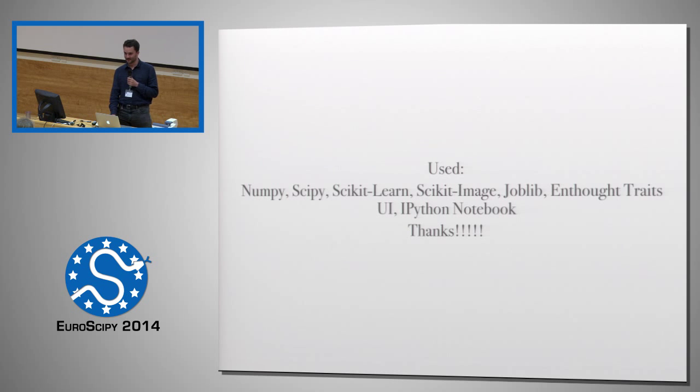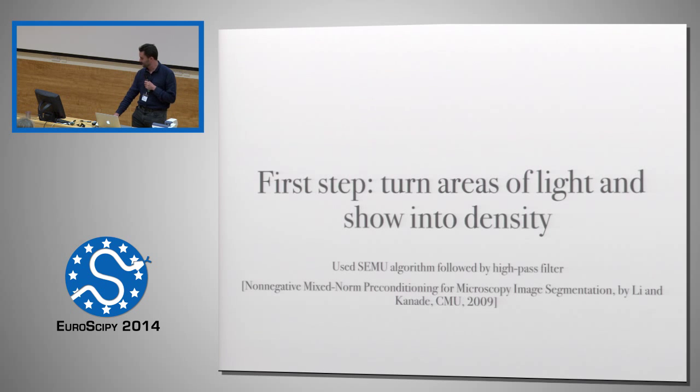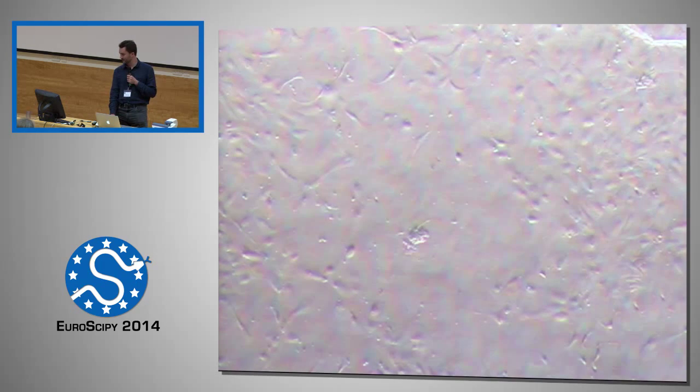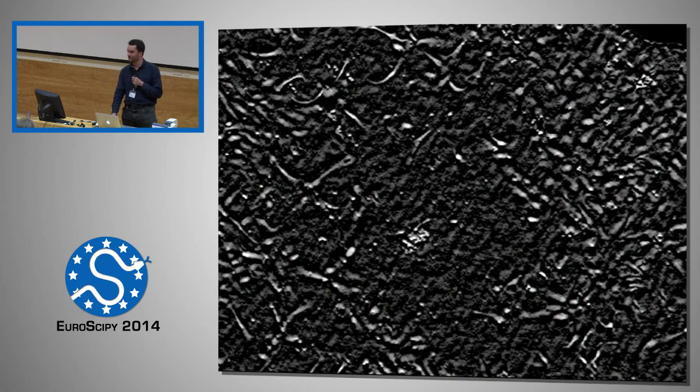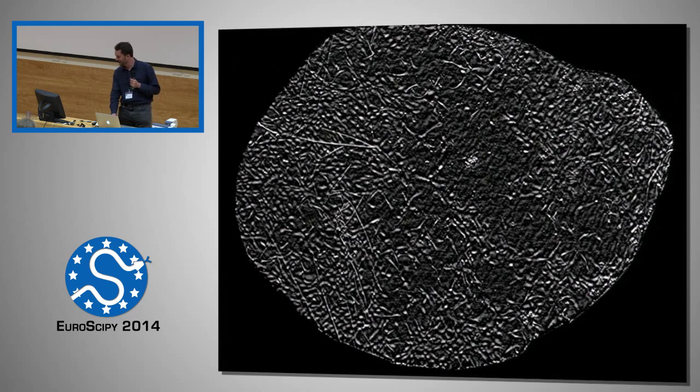I use these libraries, so to the various people who've built and contributed to these, thank you so much. The first step, you've got to turn the areas of light and shadow into density. I use the algorithm referenced below, you can ask me later. So we start out with this, and we end up with something like that. But you still really can't just use thresholding, so you've got to go a bit further. Plus they wanted the areas between the cells, not just the cells, just to make things more difficult. And there's a sort of overview picture.